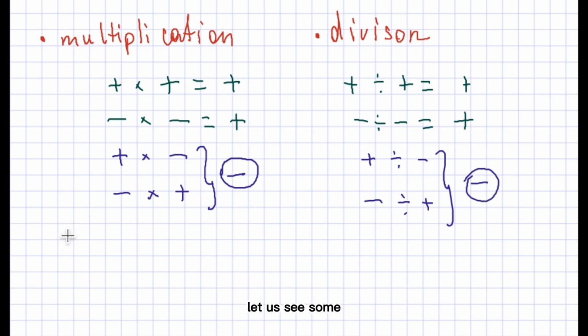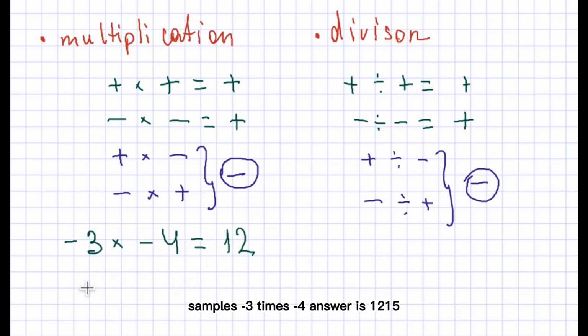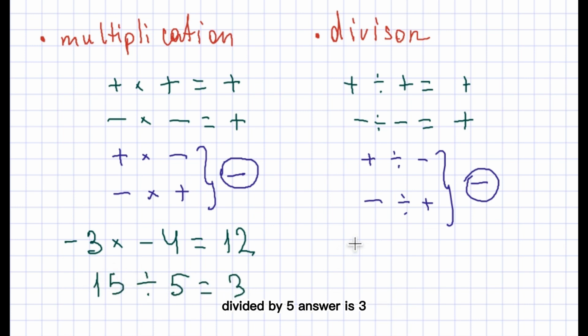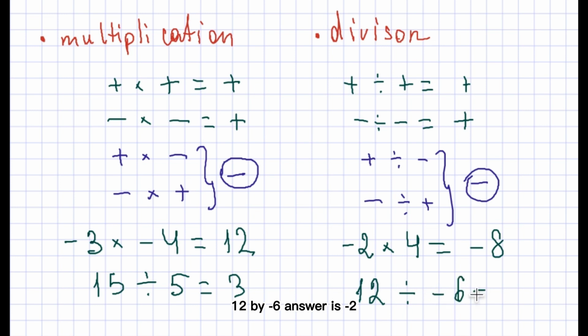Let us see some samples. Negative 3 times negative 4, the answer is 12. 15 divided by 5, the answer is 3. If we multiply negative 2 by 4, it doesn't matter which one is bigger, which one is far from 0, it is just negative 8. When we divide 12 by negative 6, the answer is negative 2.